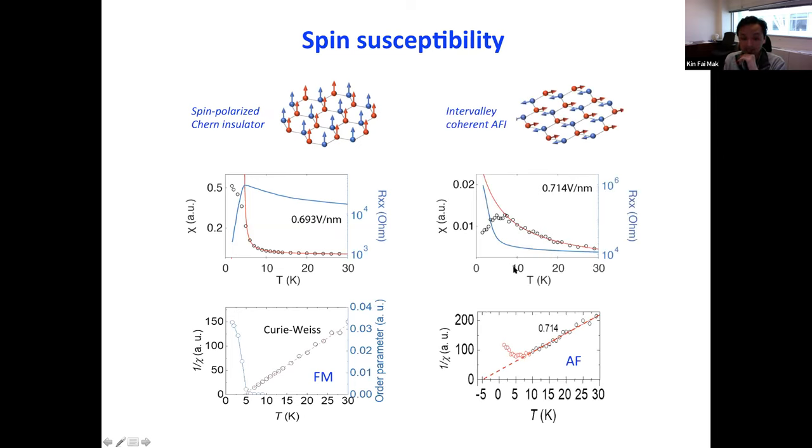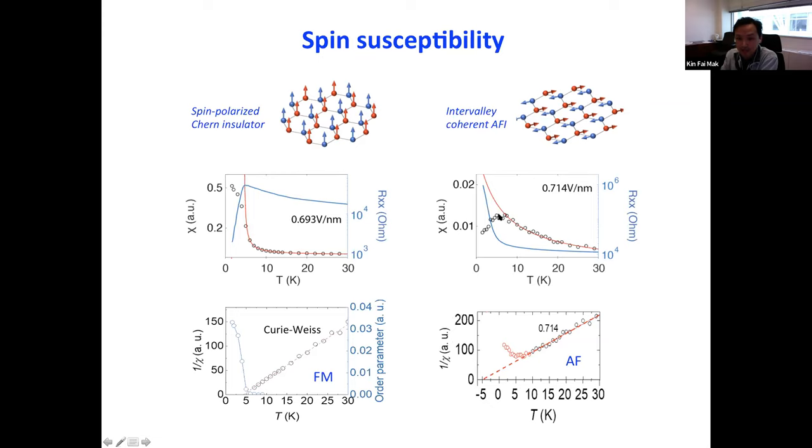And this is the behavior for the anti-ferromagnetic insulator. Again, the magnetic susceptibility, the inverse magnetic susceptibility, you can see that now we don't have a divergence of the susceptibility. Instead, there is a broad susceptibility peak at around 6 Kelvin in this particular electric field.